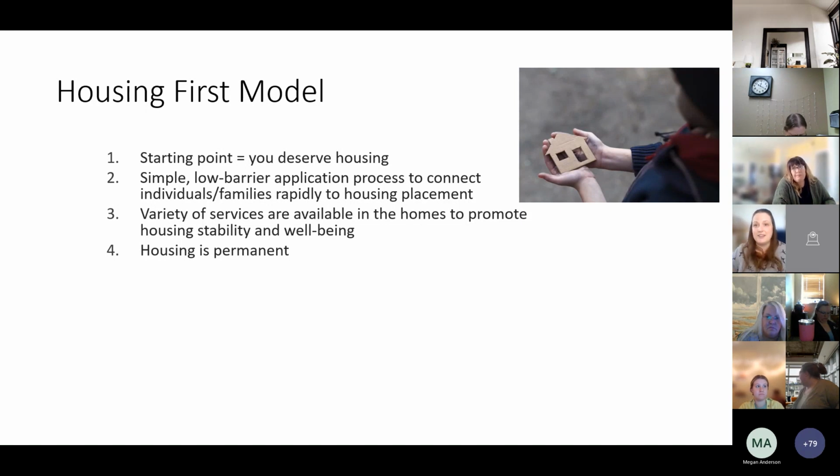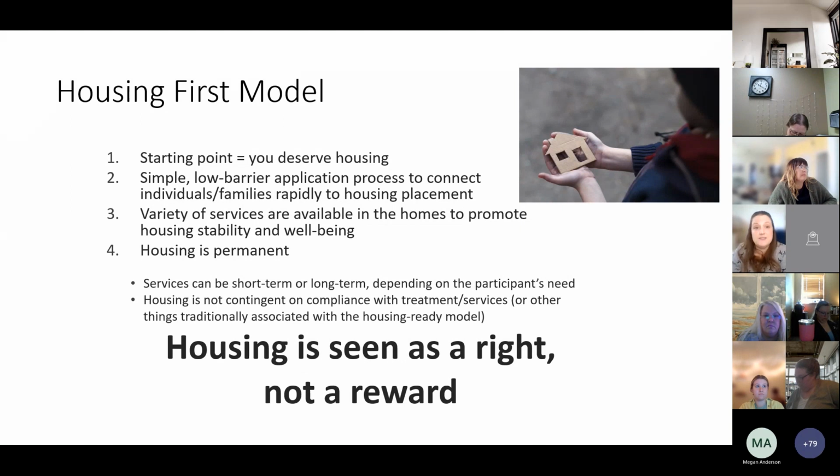So then they have more flexibility, right? Or sometimes landlords see a really long criminal history and want the flexibility for month to month. And so then the participant and the landlord make that choice together. But services can be short term or long term, depending on the participant's need. Again, housing isn't dependent on them going to treatment or following every aspect of their case plan. They can keep their housing if they choose not to do those pieces. But honestly, housing is seen as a right, not a reward for good behavior.